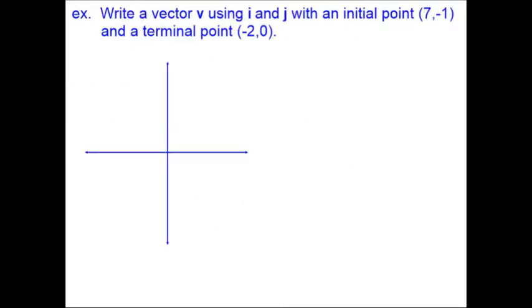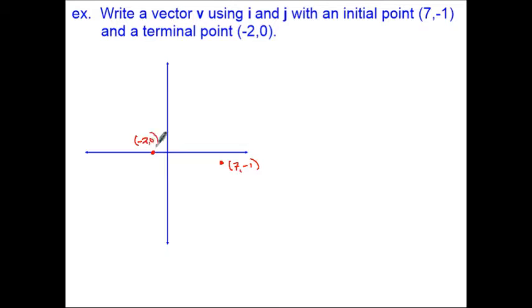Alright, now let's suppose that I want to write a vector v using i and j with an initial point of 7, negative 1, and a terminal point of negative 2, 0. Now, I can do this either more algebraically or geometrically, but here it is. I'm not going to bother putting a bunch of tick marks on this because I don't think I need a really great drawing here, but if my initial point is 7, negative 1, it's going to be something like that. And I'll even label it for the sake of clarity. And then negative 2, 0 puts me about right there.